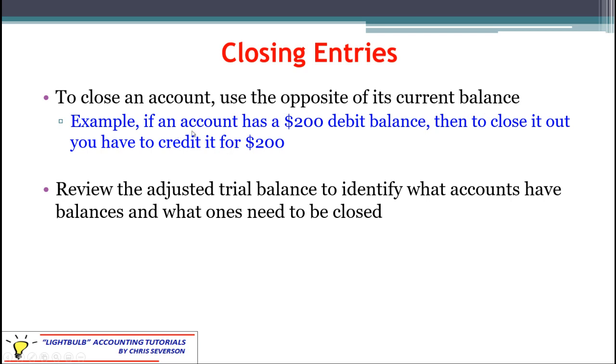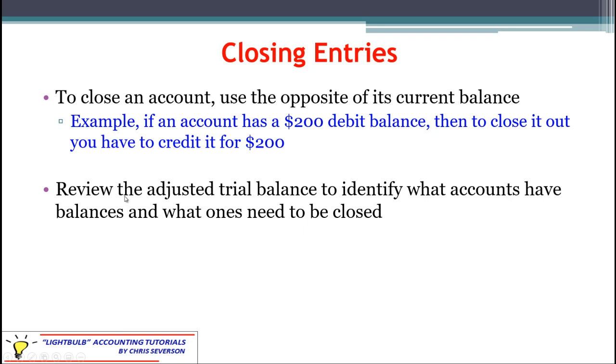So, for example, if any account, and we don't even need to know what it is, revenue, expense, dividends, currently has a $200 debit balance, then if we want to close it, we have to credit it for $200. That way, we'd have $200 debit, $200 credit. It would be a zero difference, and therefore a zero balance. So that's how we close the account. Now, of course, in this entry, if we're crediting a particular account for $200, we have to be debiting some other account for $200 as well for it to balance out.